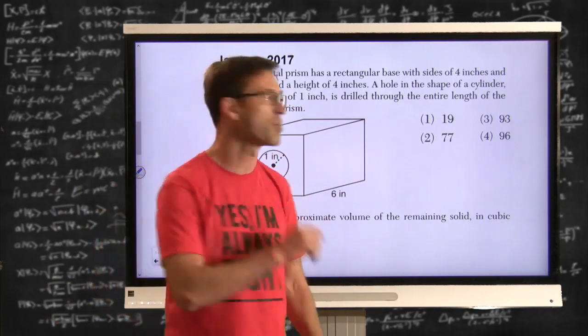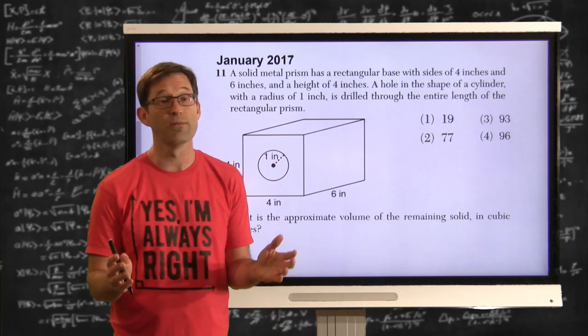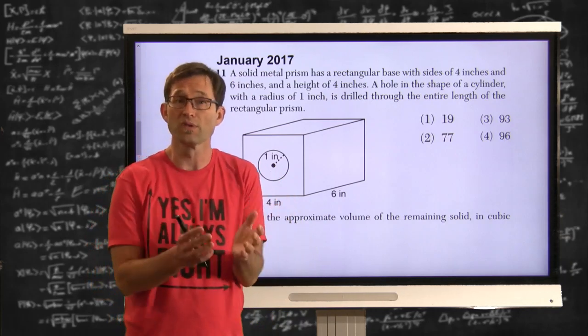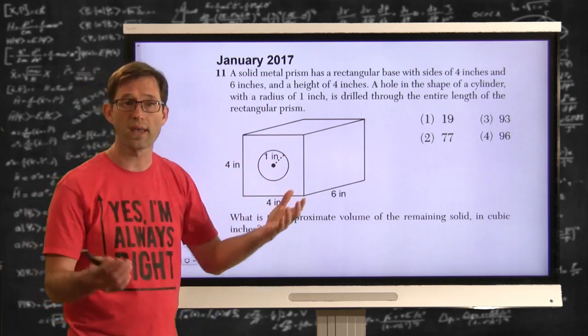January 2017, number 11. A solid metal prism has a rectangular base with sides of 4 inches and 6 inches, and a height of 4 inches. A hole in the shape of a cylinder with a radius of 1 inch is drilled through the entire length of the rectangular prism. What is the approximate volume of the remaining solid in cubic inches? Okay, well first, let's calculate, very easy, the volume of the solid that was there to begin with. That's just a rectangular solid, also known as a rectangular prism.